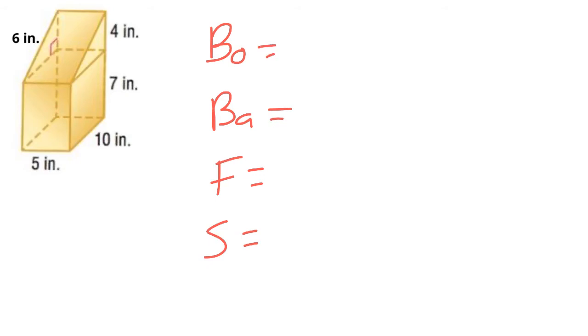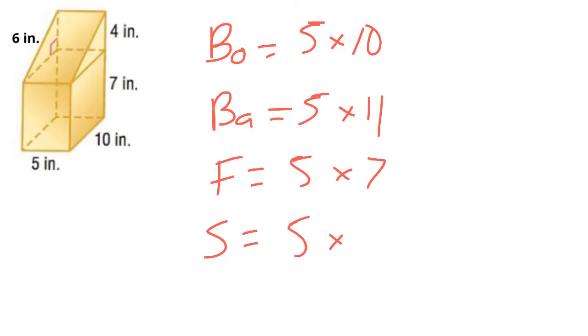Okay, so for that bottom one, I know it's 5 by 10. For the back one, I know it is 5 by 11. For the front one, I know it is 5 by 7. And for that slant one, it's 5 by 6. And I'm just getting those dimensions by looking at the sides and the widths. So this is 5 by 10. This one in the back is 5 by 11 because I can add those two together. The front is 5 by 7, and the slant is 5 by 6.